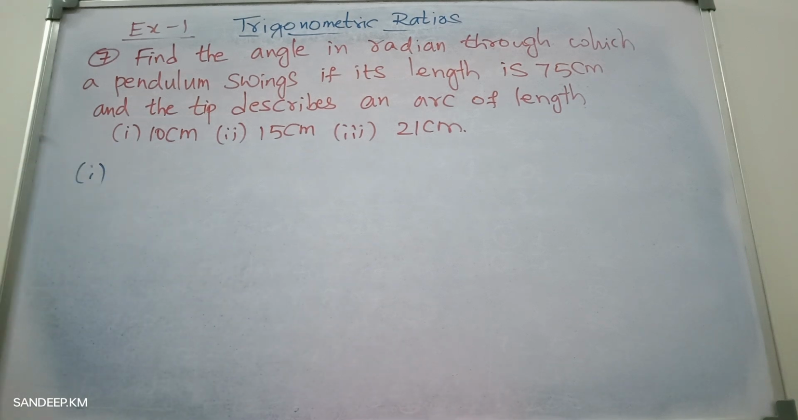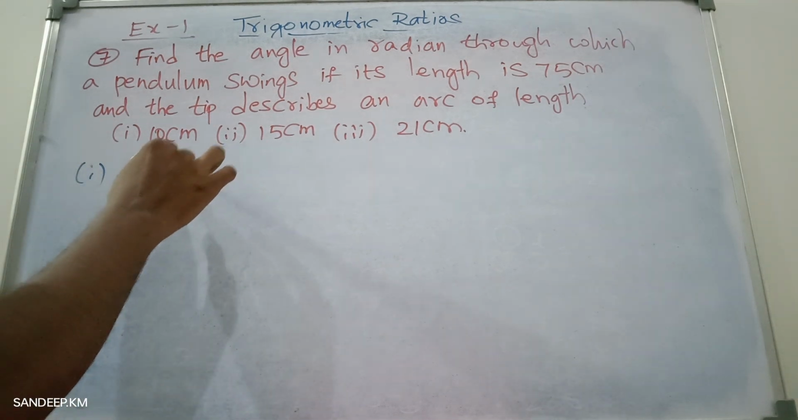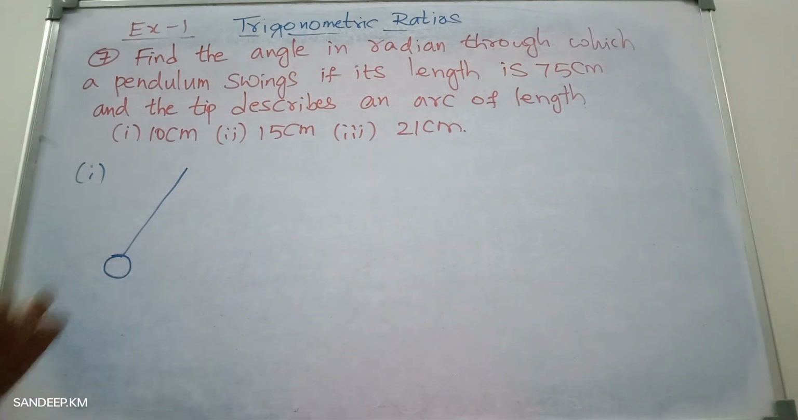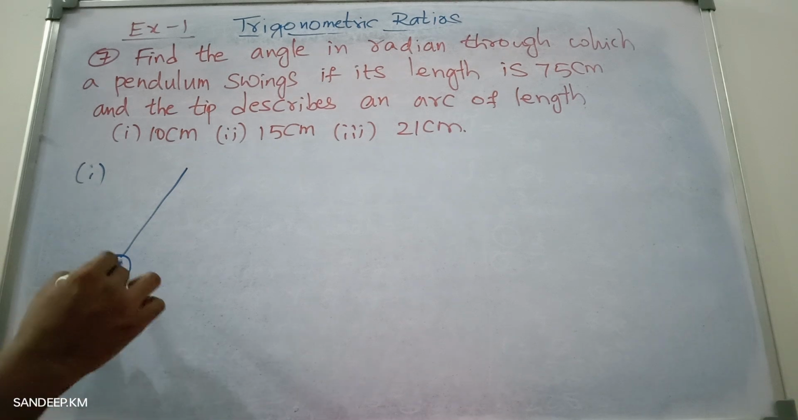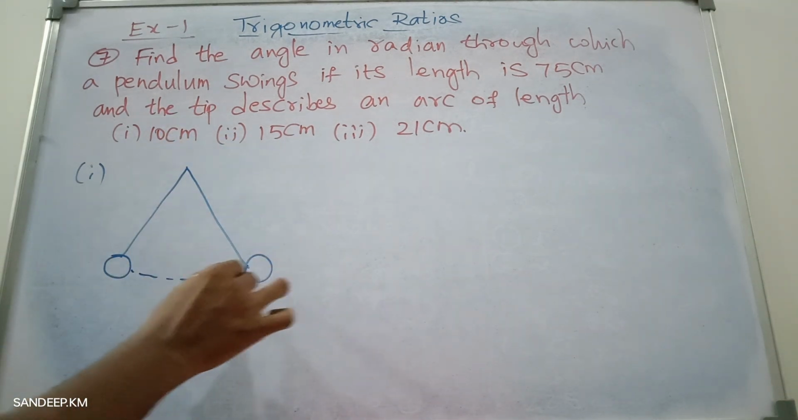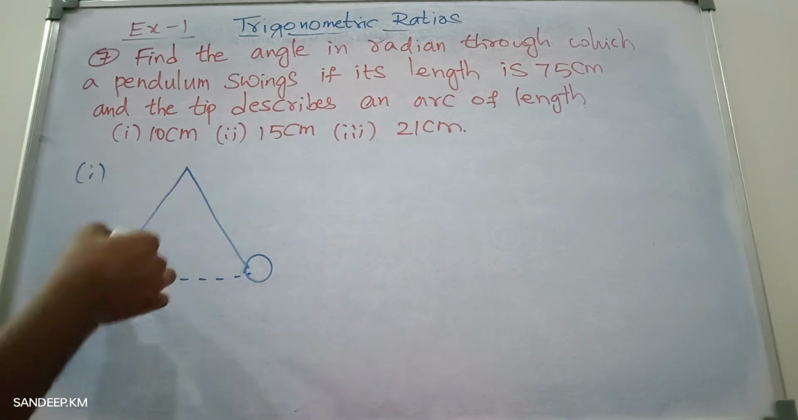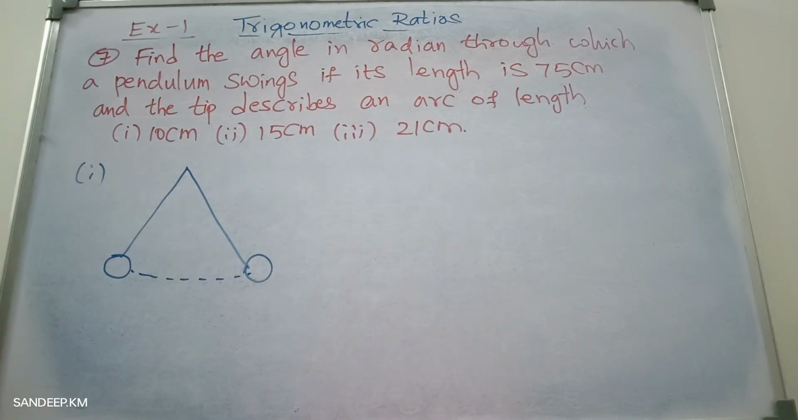Let us draw the diagram. All of us know how a pendulum looks and how it swings, correct? So this is our pendulum. Generally, a pendulum moves from one place to another like this. It keeps swinging between these 2 points. So indirectly, it is a minor sector. Correct or not? All of us know what a minor sector is.